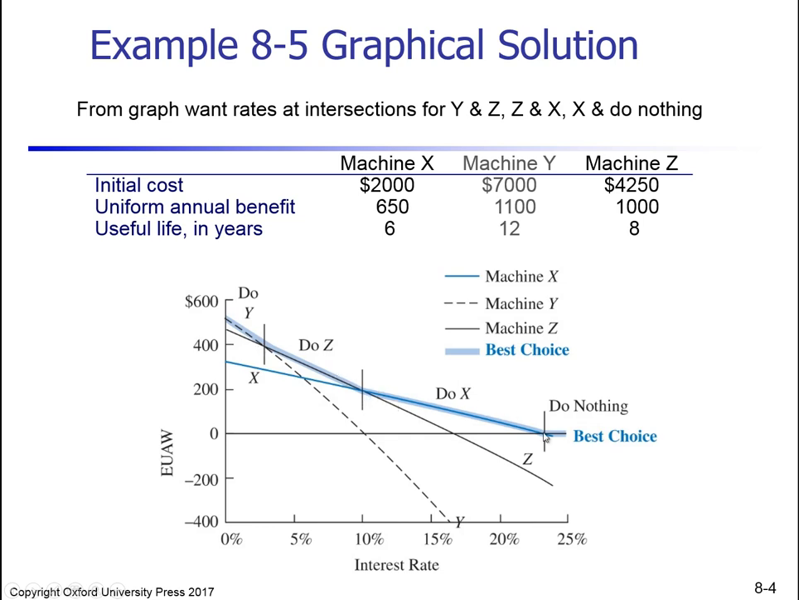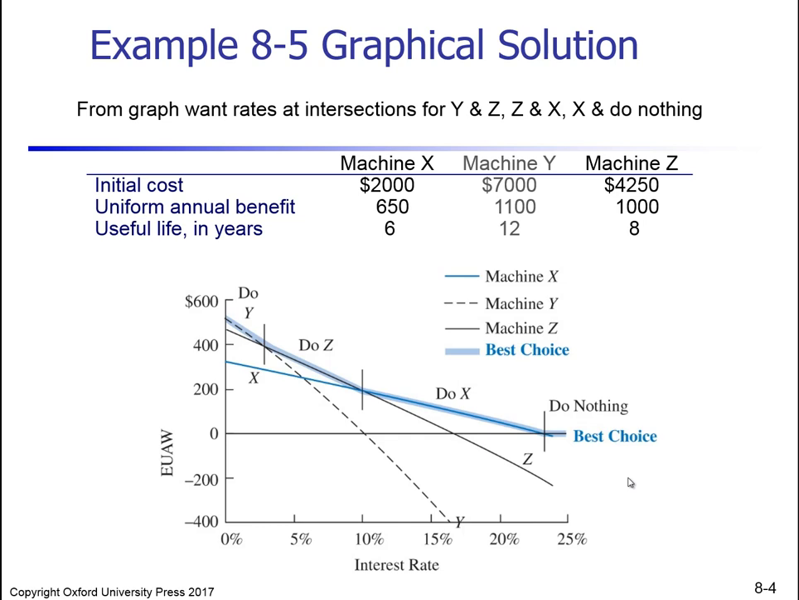Then we get to machine X, but what you notice up here is after a significantly high interest rate, somewhere beyond about 22, 23, 24%, all of the choices, X, Y, and Z, end up having a negative EUAW. And what that means is it would be better for us to do nothing at all than to do any of those alternatives.